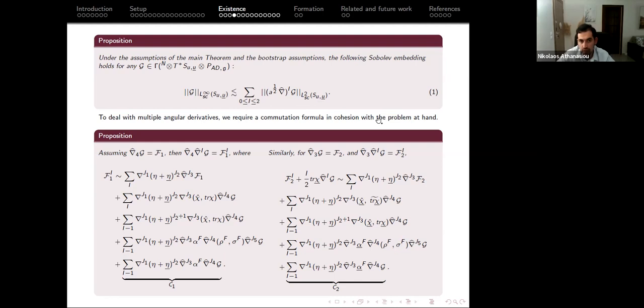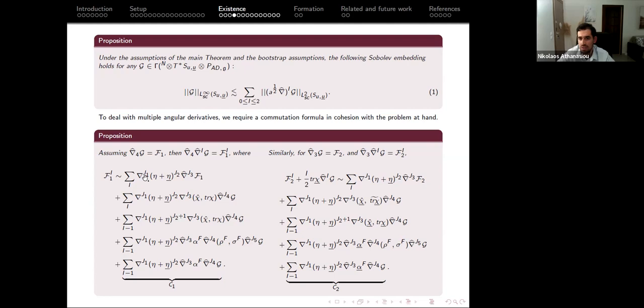to be able to deal with multiple angular derivatives in our work, we need to develop a computational formula which is cohesive with the problem. And that is the following. Say we want to understand up to I derivatives of G, and G satisfies nabla 4 G equals some term F1. Then nabla 4 nabla I G takes the following form. Here, the sum J1 plus J2 plus J3 equals I, that's the subscript here. Nabla J1 of eta plus eta bar to the J2, nabla J3 F1, where nabla J1 of eta plus eta bar J2 means the following. We have J2 appearances of this eta plus eta bar with various derivatives each time, but the sum of all angular derivatives is J1. So this is the notation here.